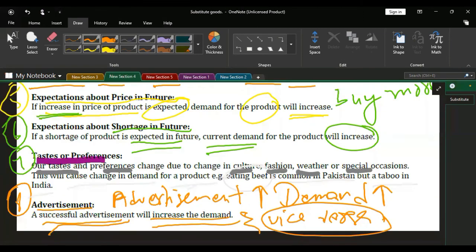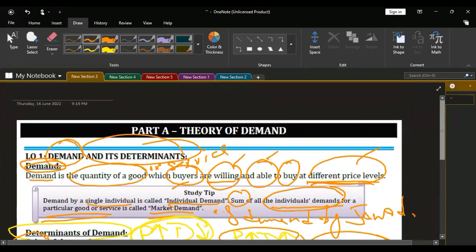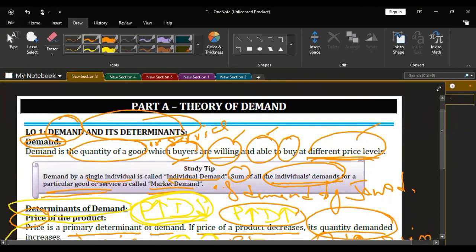So this is our first class of chapter number 2, in which we have studied demand and its determinants, individual demand, market demand, and others a lot.